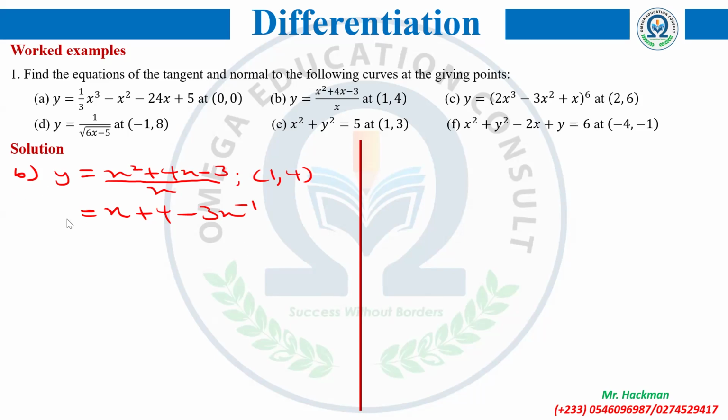So at this point, I will need my gradient function. I'll write m, which is the gradient, is equal to dy/dx, evaluated at a certain x value, because y was given explicitly in terms of x. So dy/dx will be d/dx of this. We differentiate that. x gives us 1, the constant gives us 0, and minus 3x to the power negative 1 comes down to give plus 3x to the power negative 2. Is that clear?